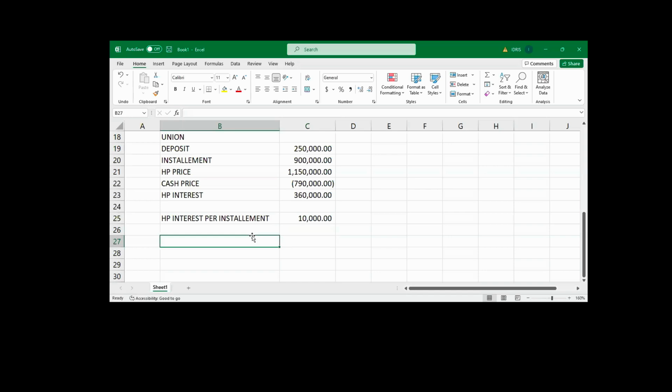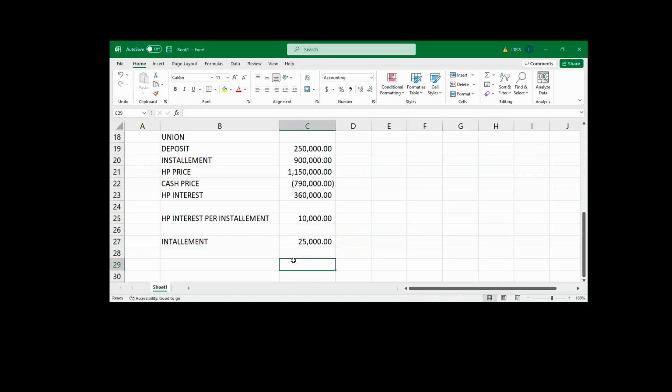10,000 per installment. And how much is he paying per installment? The installment payment is 25,000. For one installment, he's paying 25,000. Do you agree with me? According to the question, he's going to pay 25,000 per installment. It is stated in the question.